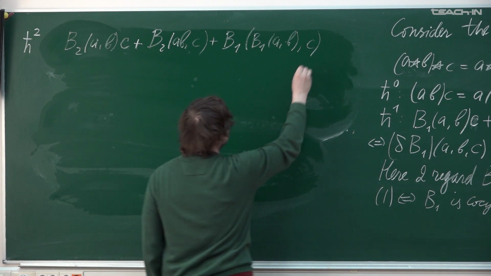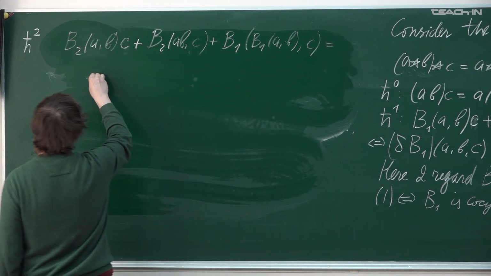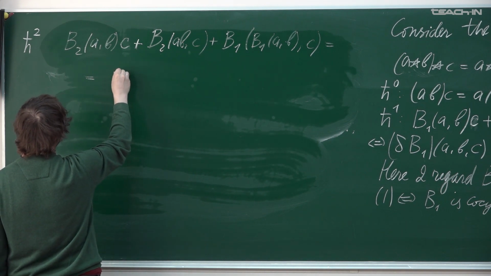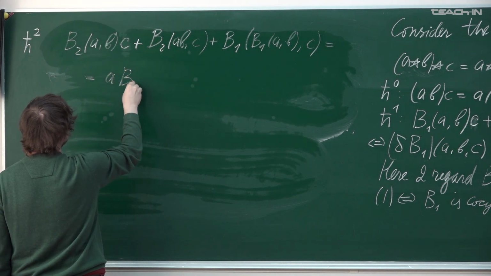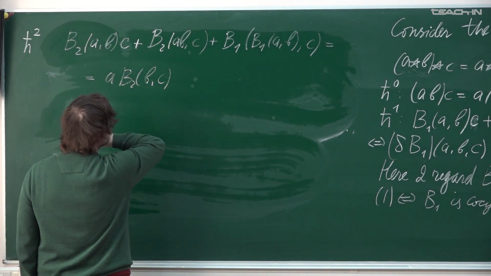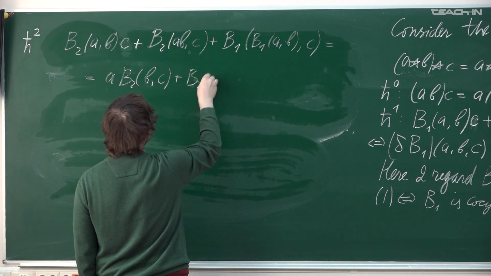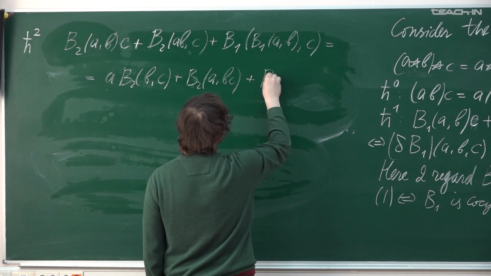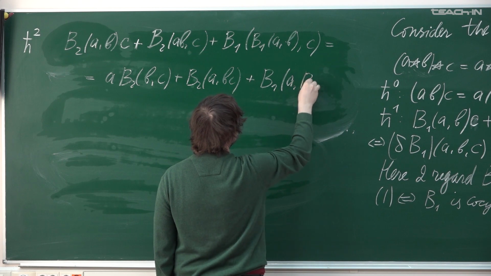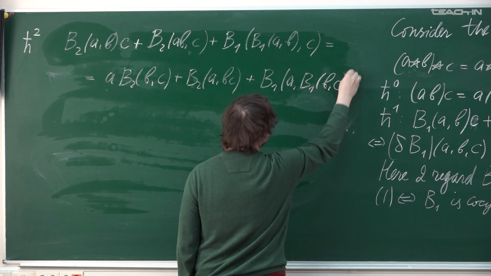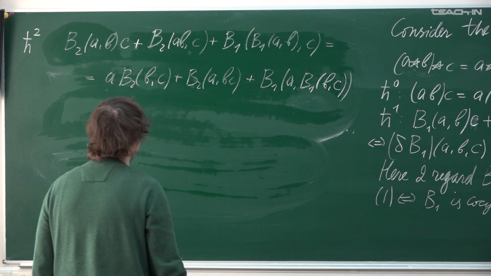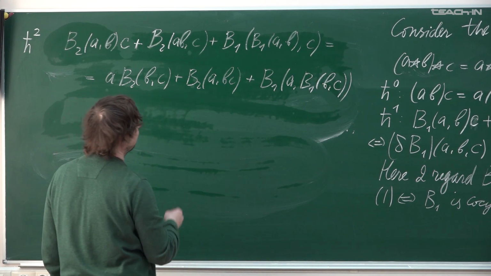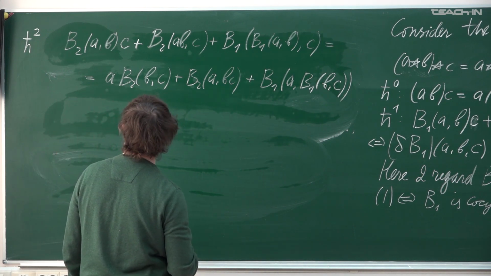And on the right, we'll have pretty much the same formula, except for the fact that A, B, C will be a little bit permuted. So the first term will look like A times B2 of B comma C, plus B2 of A comma B, C, plus B1 of A, B1 of B comma C. Let us collect all the terms with B2 on the left, and all the remaining terms on the right.